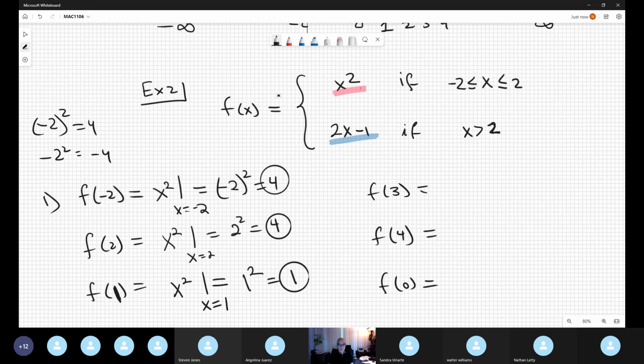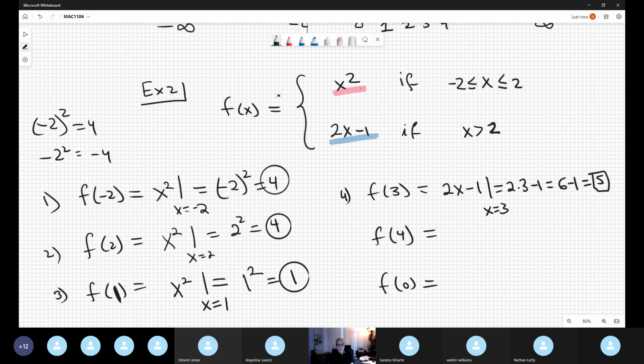What about 3? This is number 1, number 2, number 3, number 4, we are evaluating 3. Does the x value belong to the red expression or the blue expression? Blue. So you copy blue and plug in 3. It's 2 times 3 minus 1. 2 times 3 is 6, and 6 minus 1 is 5.